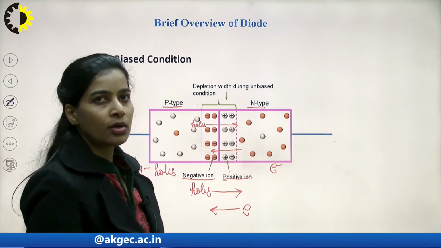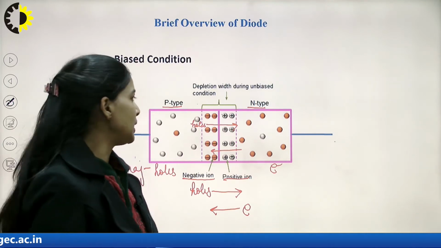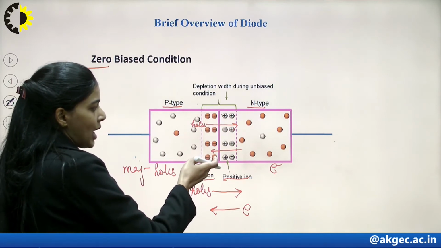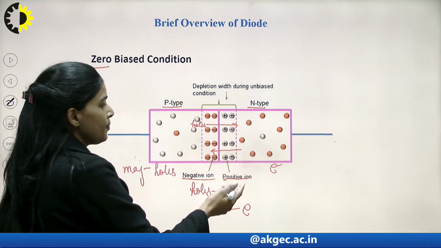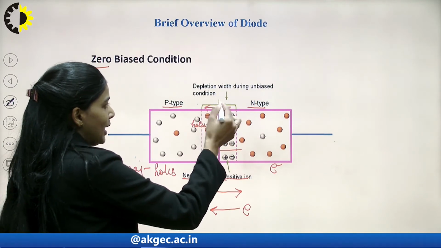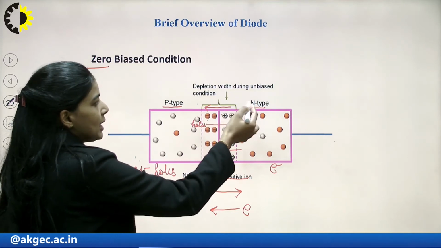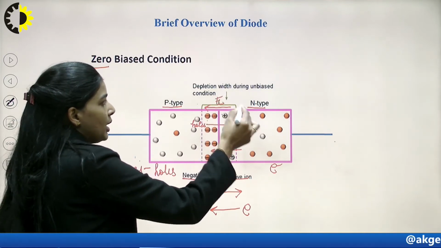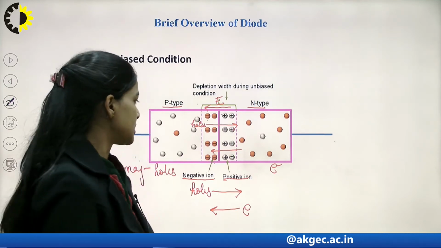Due to the movement of carriers from P type to N type and N type to P type, there will be a formation of negative immobile ion layers towards the P side and a positive layer on the N side. The formation of these layers will create an electric field from the positive charges to the negative charges, or we can say from the N side to the P side. This electric field will stop further movement of the charge carriers.